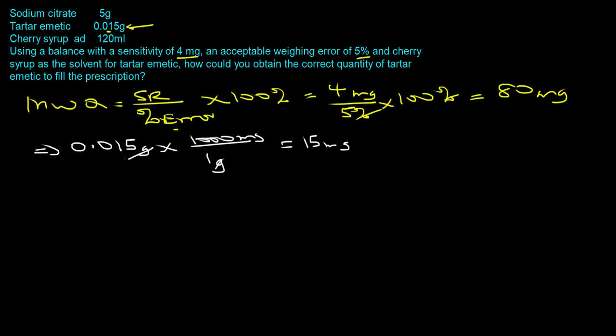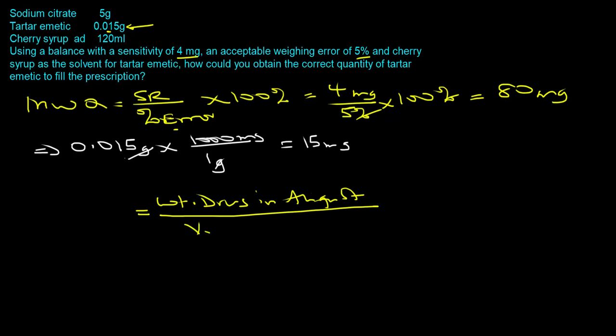So now here's where you get to use the proportion, but this time it's going to have a slight twist to it. You're going to have the weight of drug in aliquot, and this is going to be divided by the volume of the aliquot, because here you have a solution. So instead of weight of aliquot, you can use the volume of aliquot. And on the left hand side, you're going to have the weight of drug in the trituration divided by the volume of the trituration.